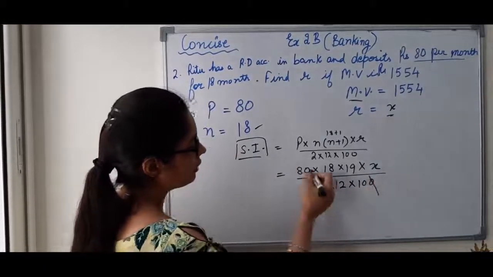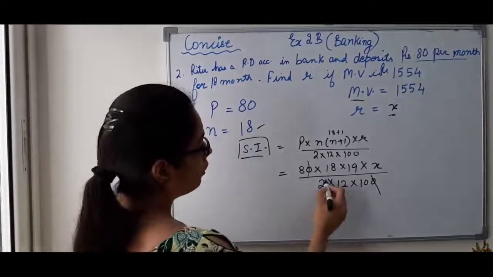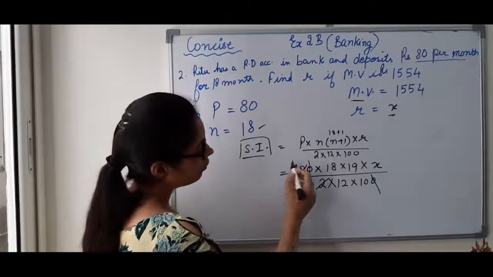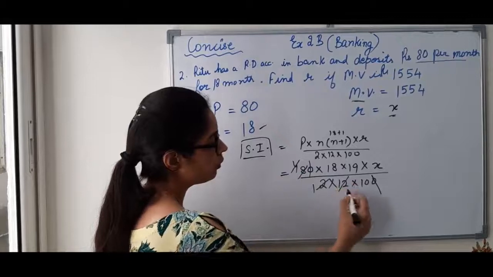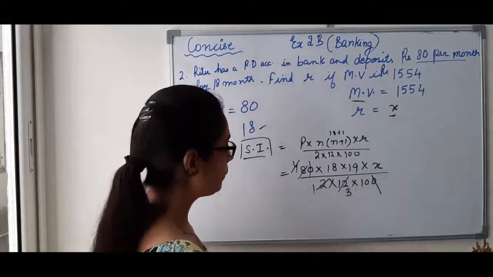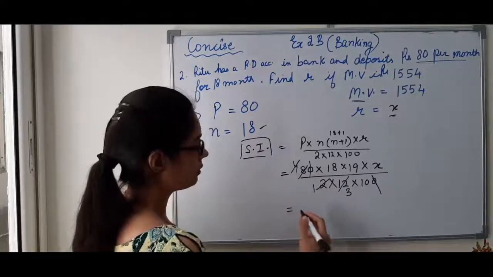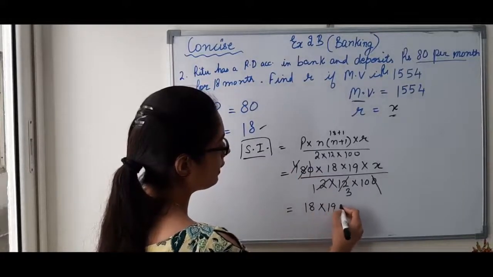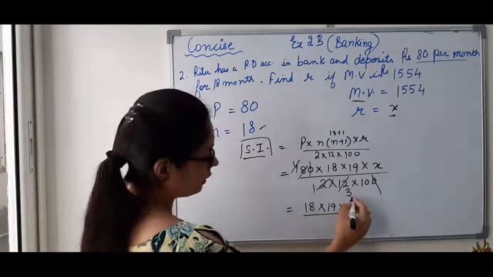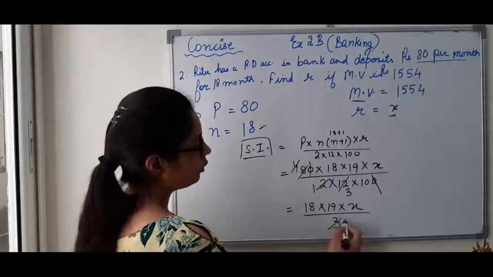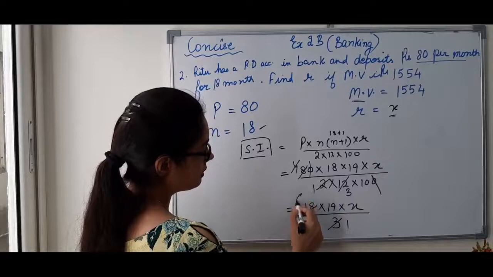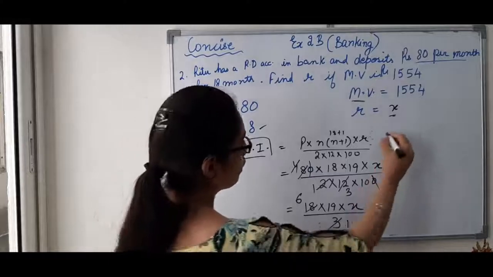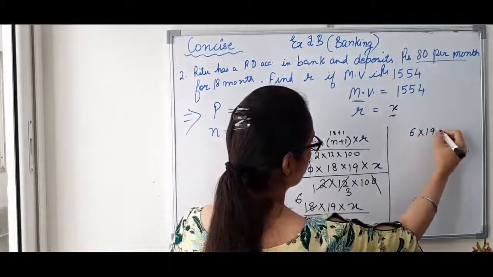Now I can see 1 0 will get cancelled with 1 0. 2 into 1 is 2. 2 into 4 is 8. Now 4 into 1 is 4. 4 into 3 is 12. Now I will do further cancellation in the next step. So in the next step I am left with, because this is completely cancelled, 18 into 19 into X and denominator only 3. Now 3 into 1 is 3. 3 into 6 is 18. So now I am left with 6 into 19 into X.